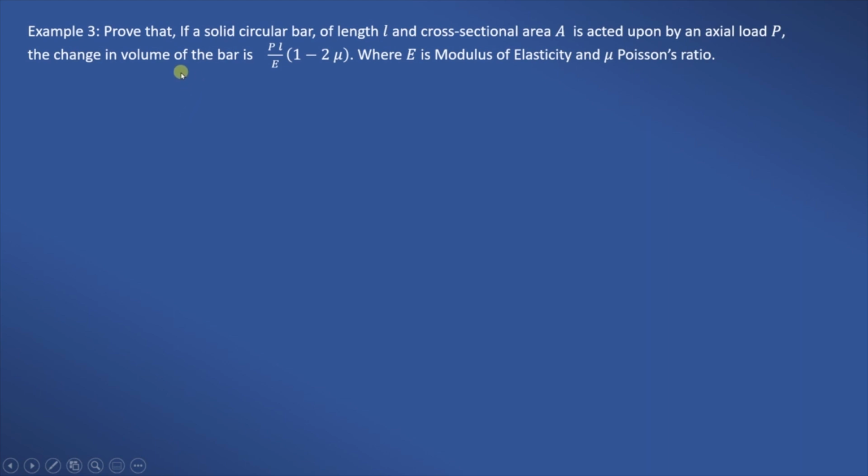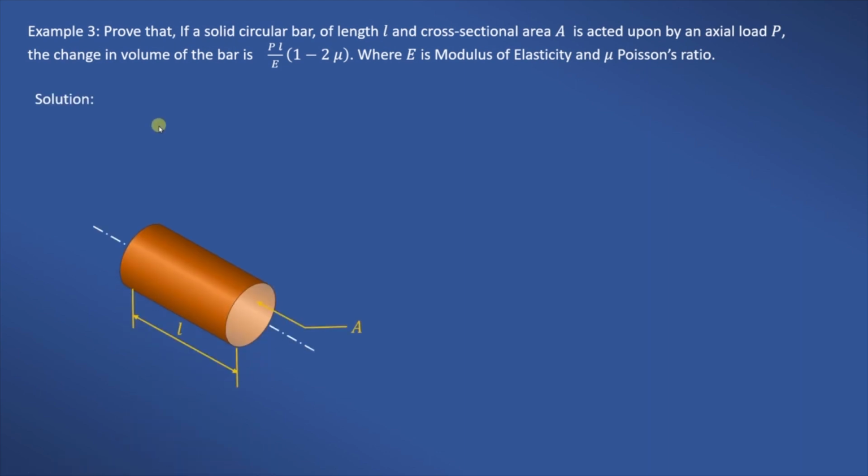Remember, this is a non-numerical problem, but the procedure remains the same. Change in volume of the bar you want to find out, and this change in volume of the bar you should get PL upon E into, in the bracket, 1 minus 2 nu. So what you should do to find change in volume of the bar? Simple. Find strain in volume of the bar of this cylinder. Here is a bar acted upon by axial load P, and you are asked to find out change in volume of the bar.